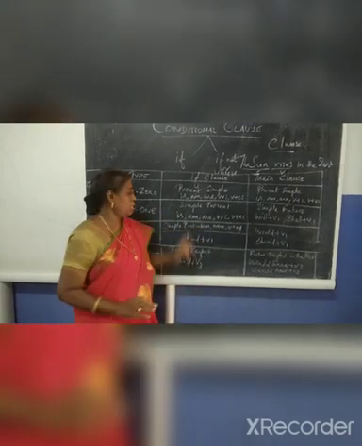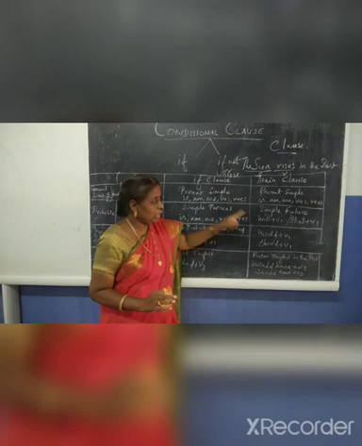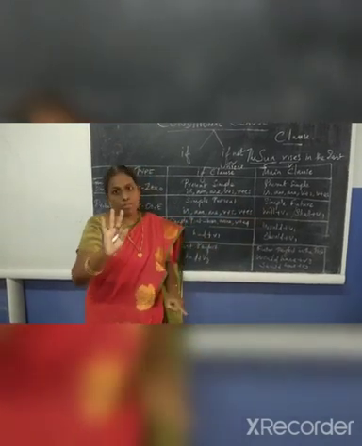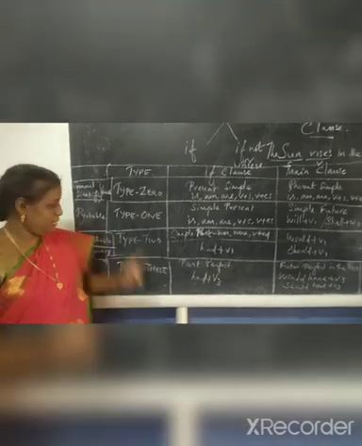So what are the verbs? Is, am, are, be plus V1. And then will plus V1, shall plus V1. Very clear? Okay students, now we are going to learn type 2.